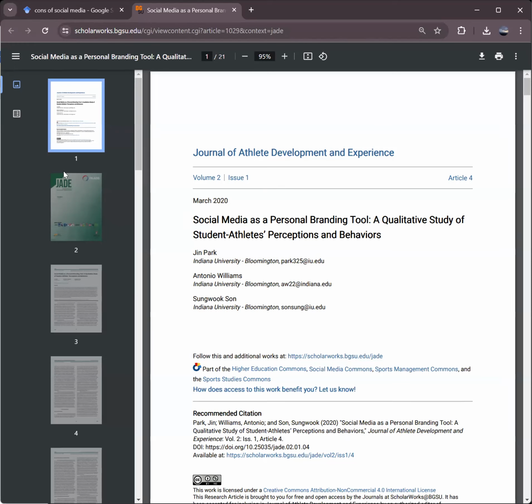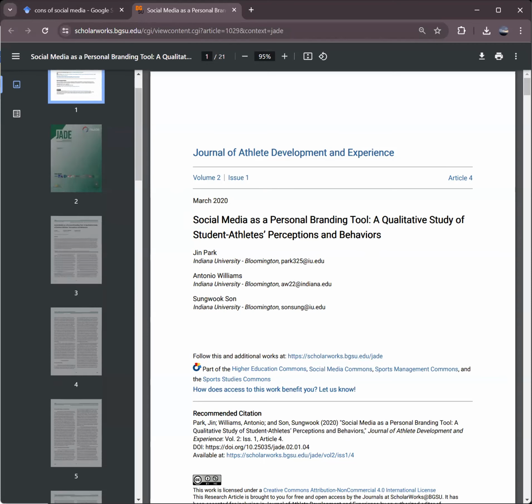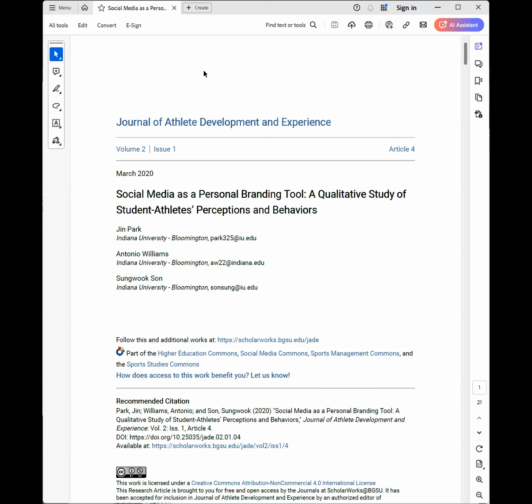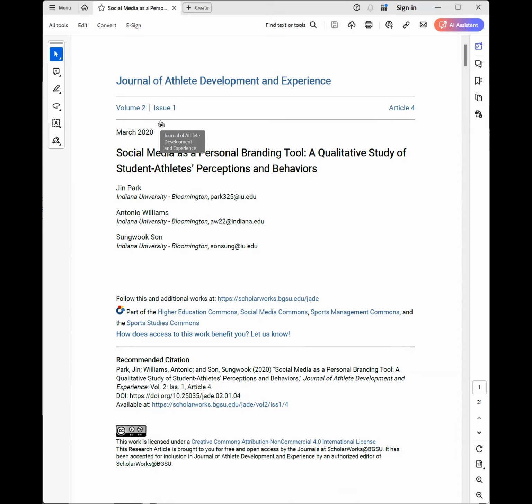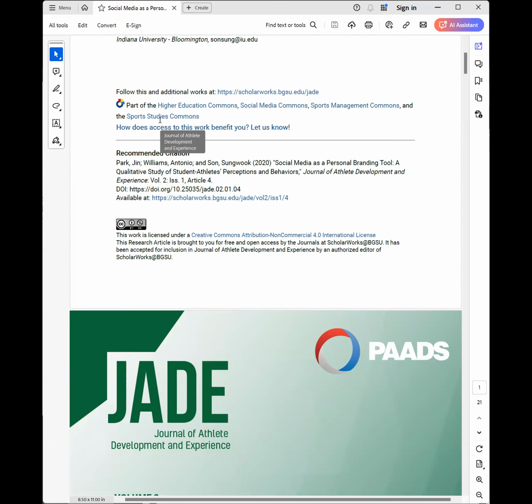But I want to focus on what to look for in this article and how to annotate it thoughtfully. So I'm going to annotate it in its PDF form. I've opened it up here in Adobe, and this will let me take notes as I read. I'm going to take a look at the front matter.